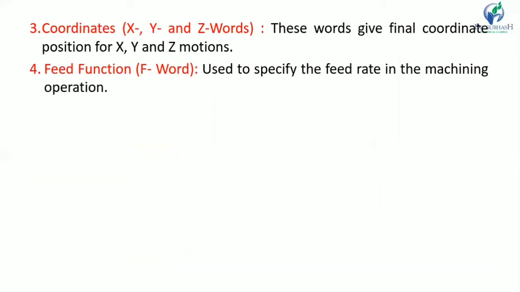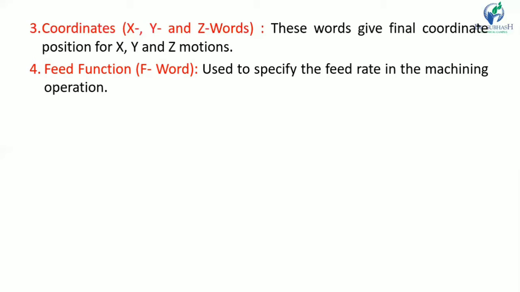Then next one is the feed function. It is known as the F word. Okay. So the feed function is used to specify the feed rate in the machining operation. The feed rate is expressed in millimeter per minute, that is mm per minute, or millimeter per revolution. Okay, so if the feed rate is 200 mm per minute, then it will be represented as F200.